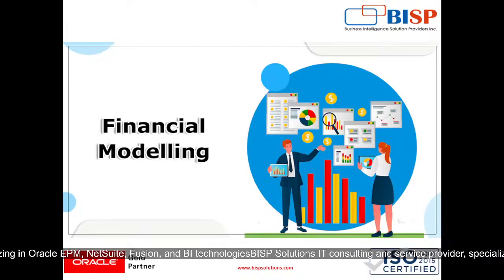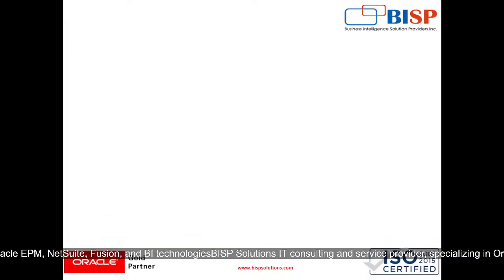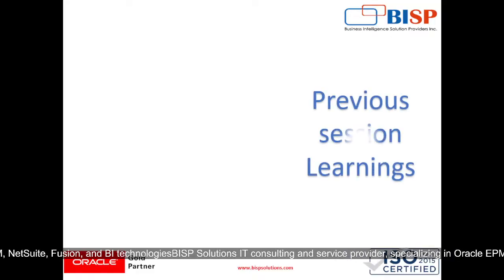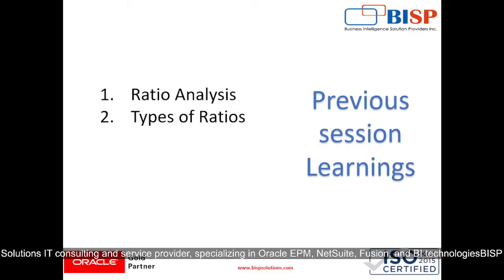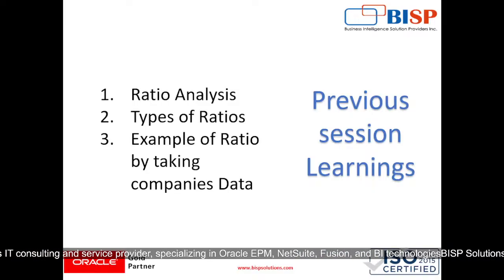So today we will be talking about forecasting and financial modeling, what it means, why it is important and how it helps companies plan better. So first of all, we have learned in our previous session about ratio analysis, types of ratios involved in analyzing companies' data, and we have taken a company named Eicher Motors, so that by that data of Eicher Motors we have calculated our ratios.